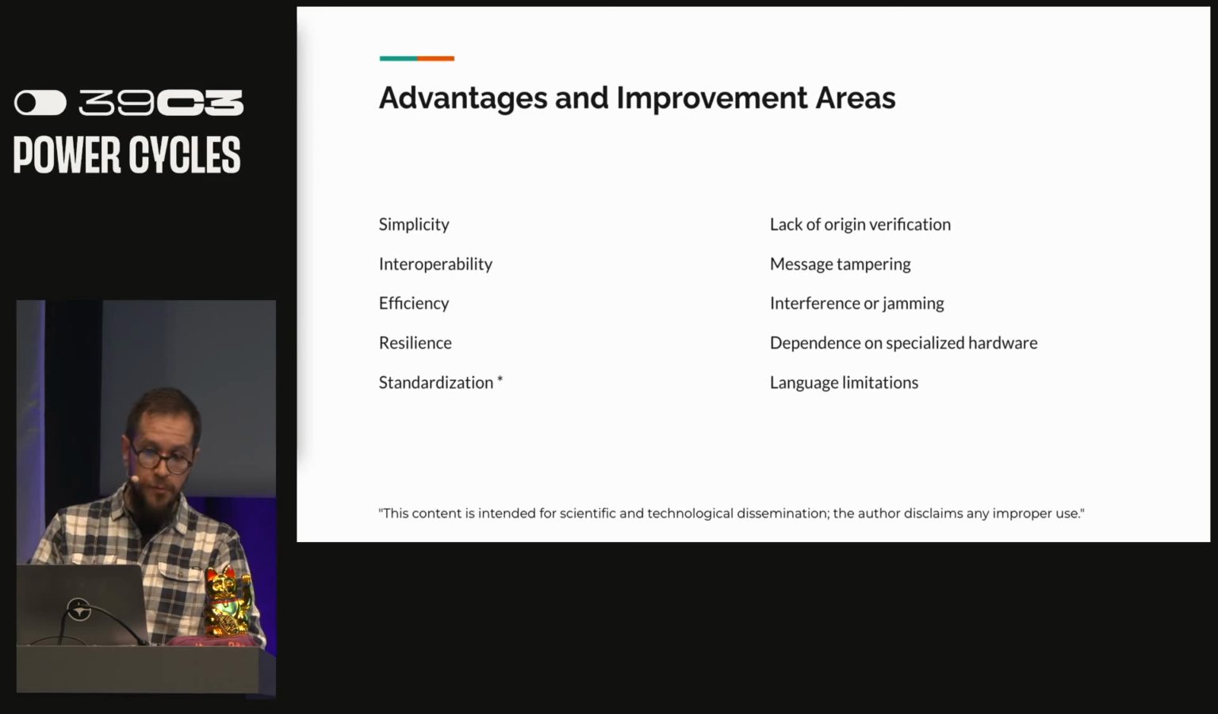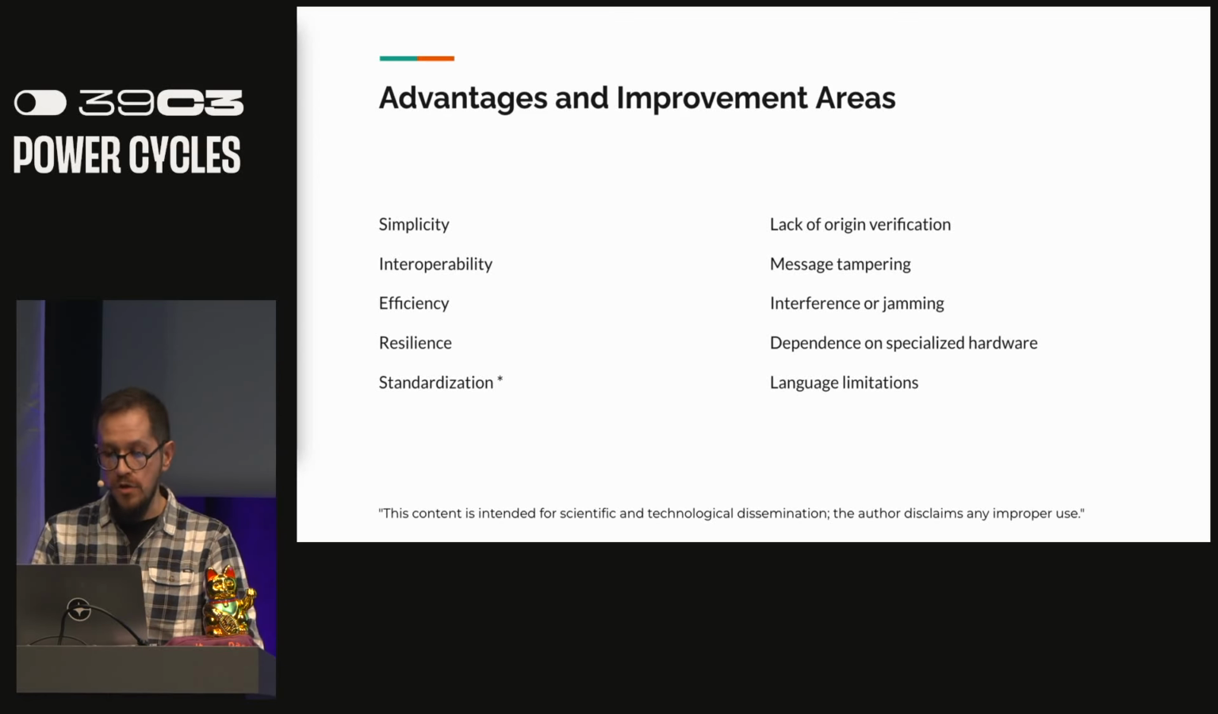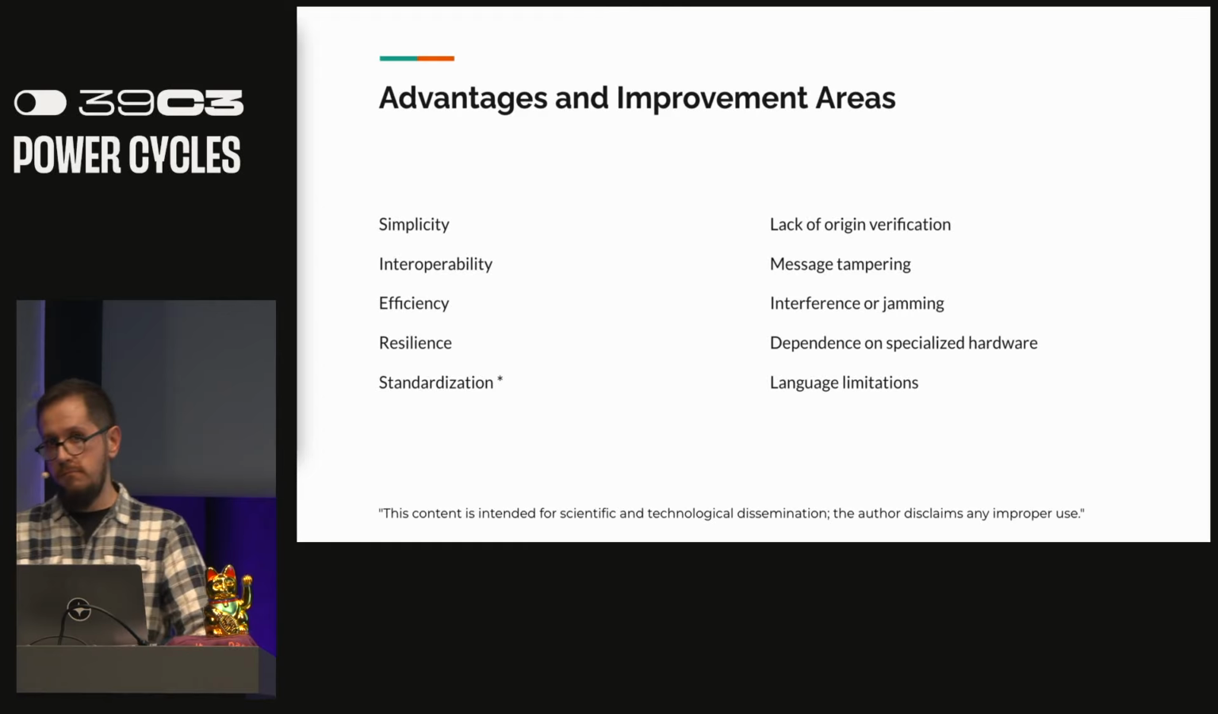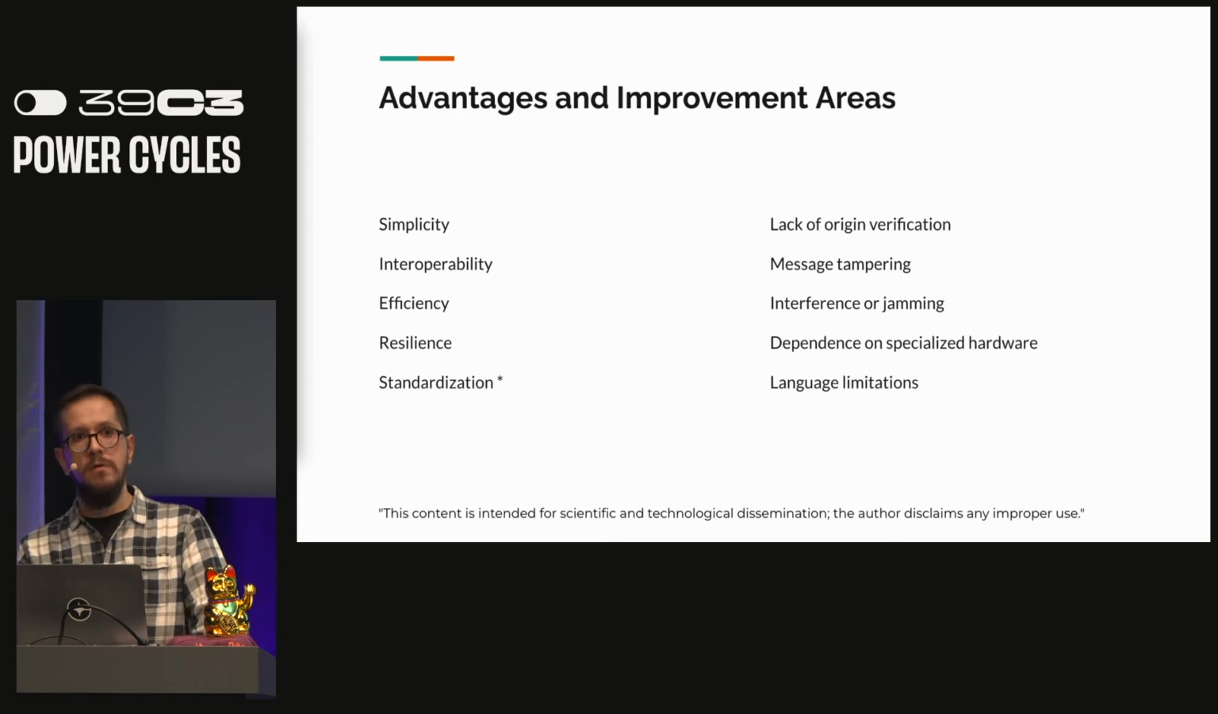But there are some improvement areas, some limitations, like the lack of origin verification. There is no built-in way to verify who is sending these messages. Any transmitter can broadcast a valid signal that can trigger hundreds or thousands of receivers.